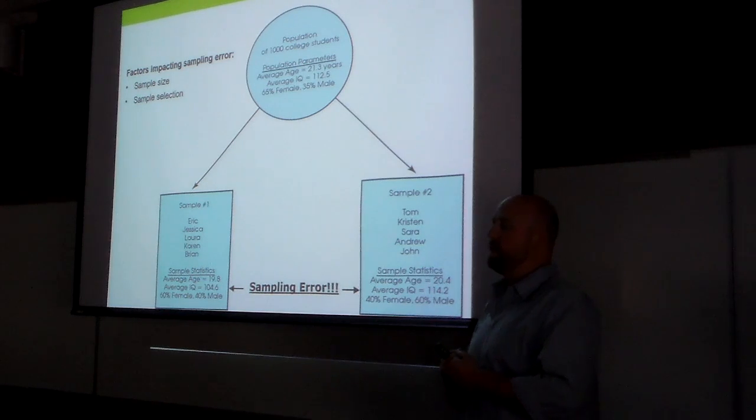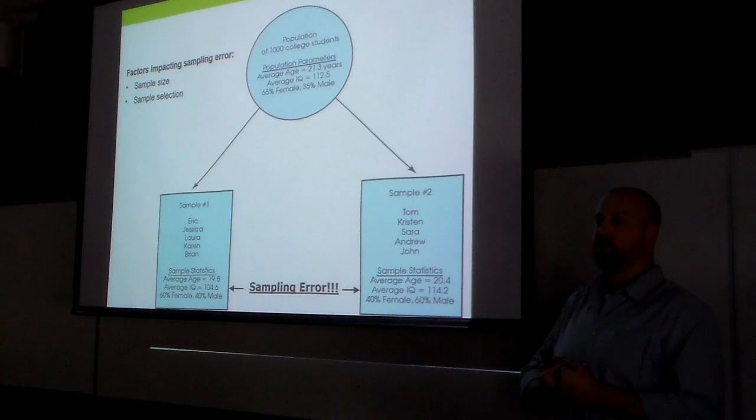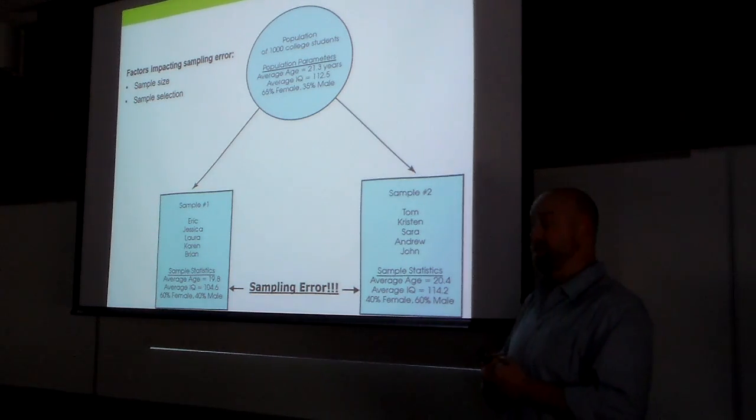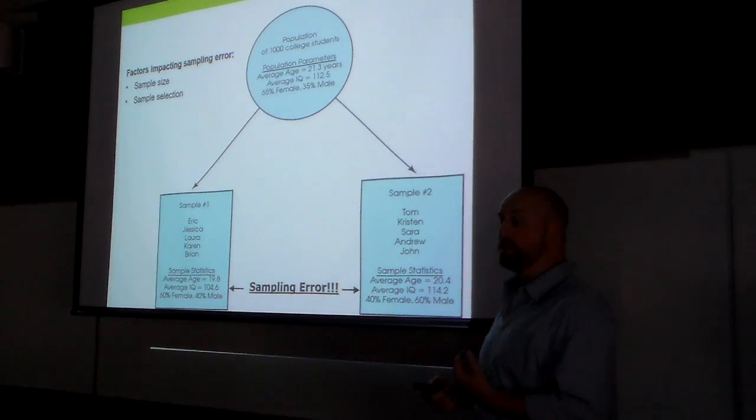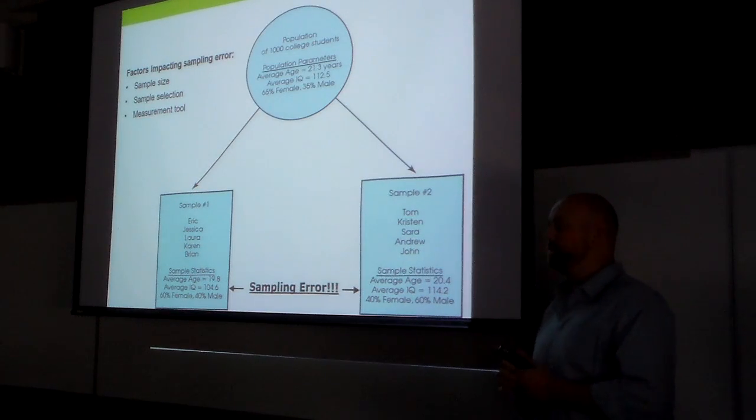Random sampling is our gold standard. If we could ever achieve that, that would be the best case scenario. But we can't, we don't. Which doesn't mean we shouldn't do research, it just means we need to be aware of the limitations of our sampling procedures. Okay?